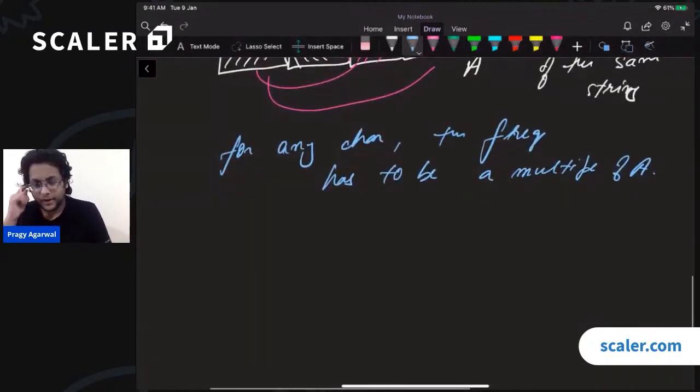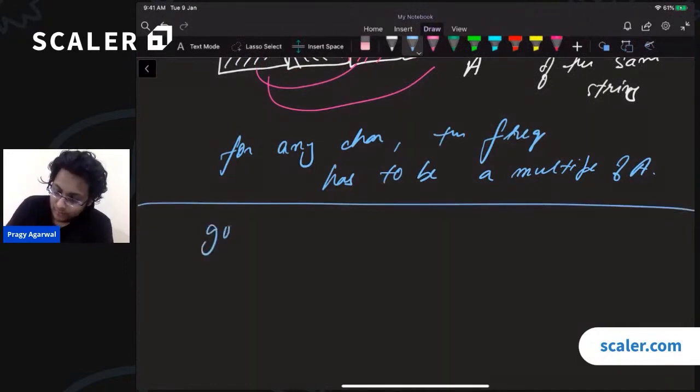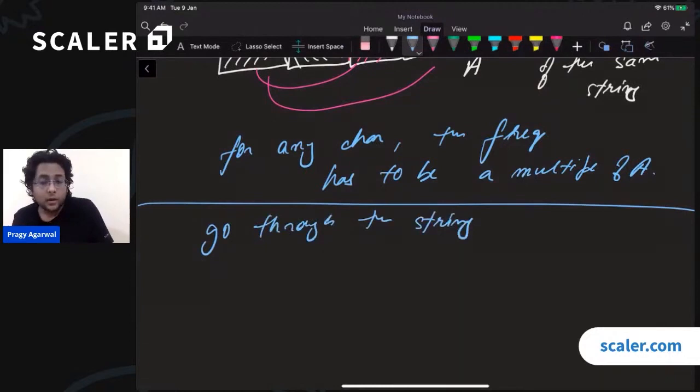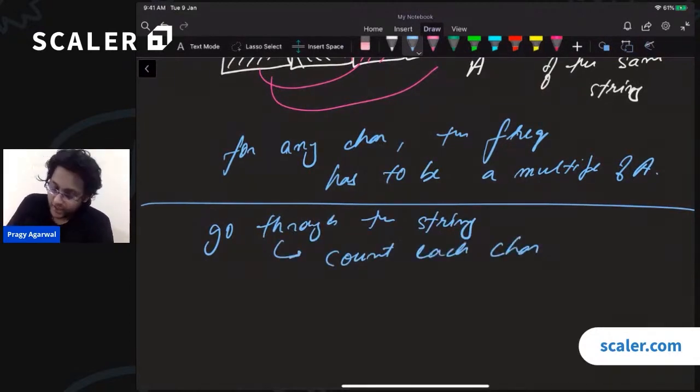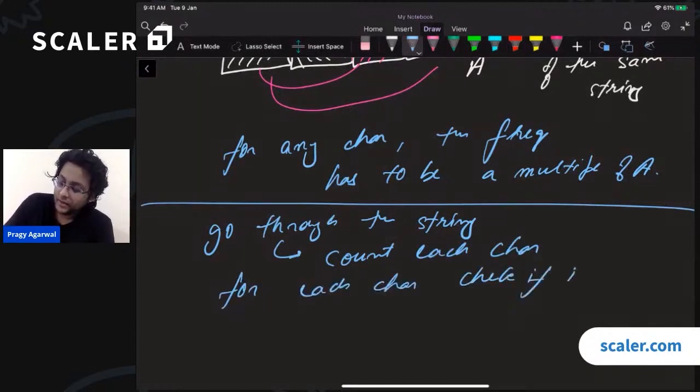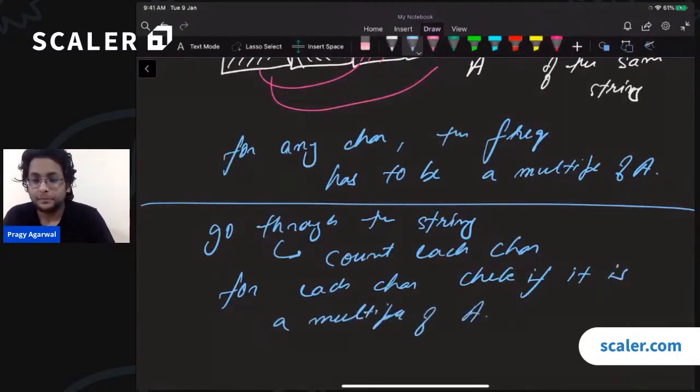So this is very simple now, right? All we have to do is go through the string and maintain a count of each character. Count each character, right? And then check for each character if the frequency is a multiple of A. All right. So this we have to understand over here, that this implication must go both ways.